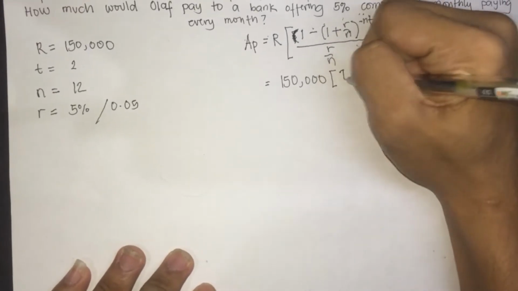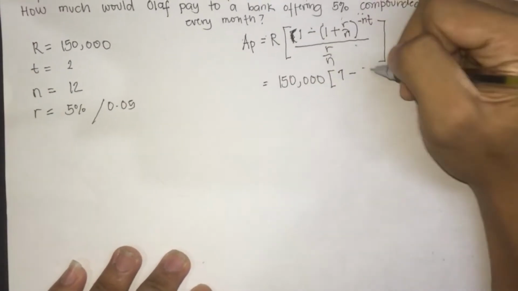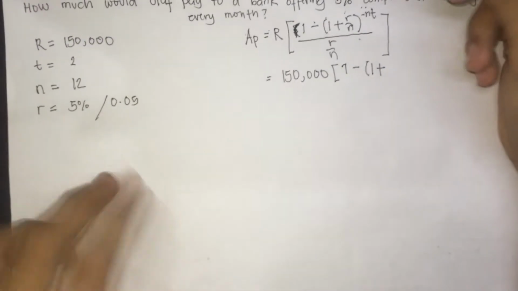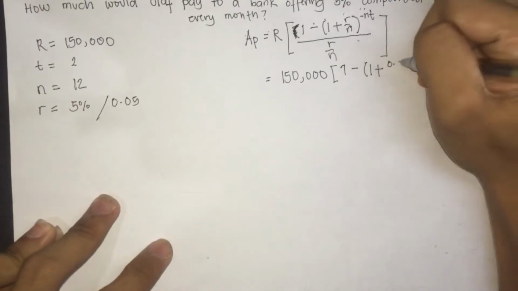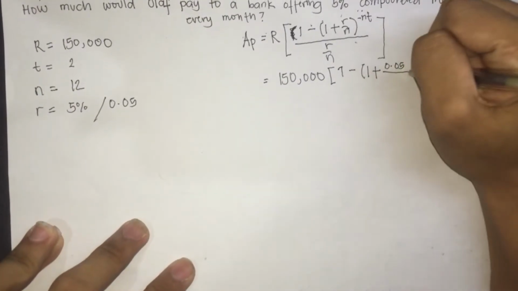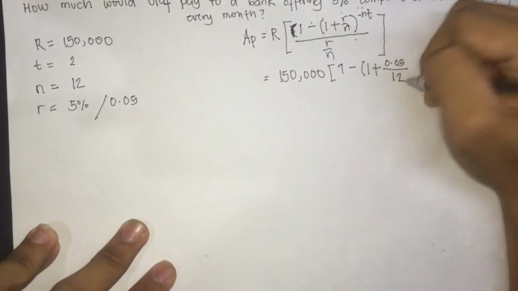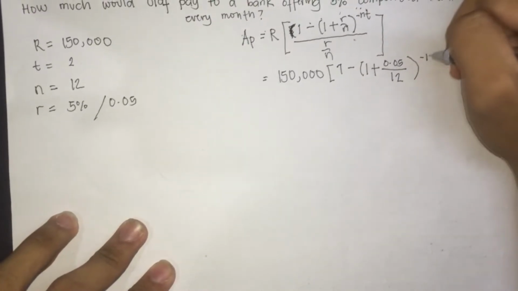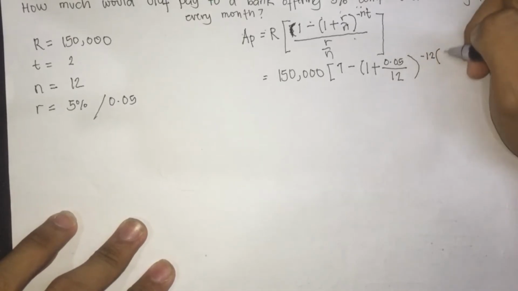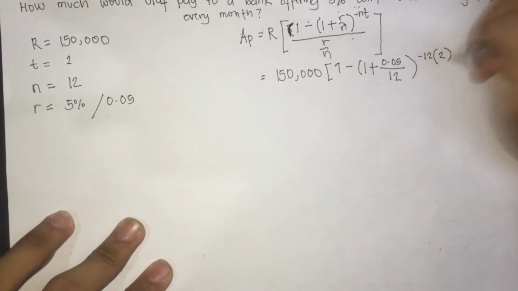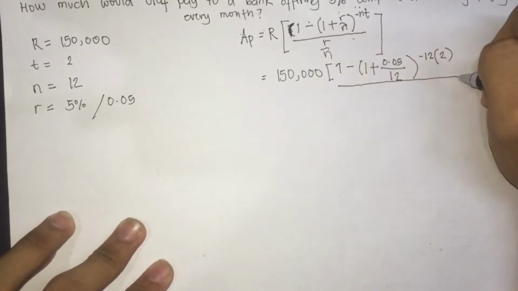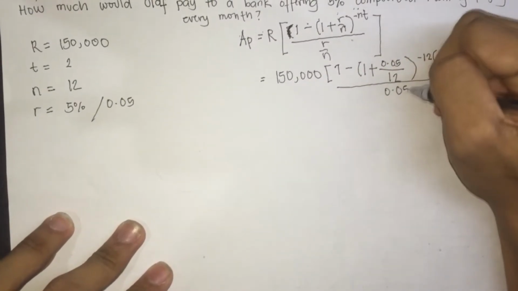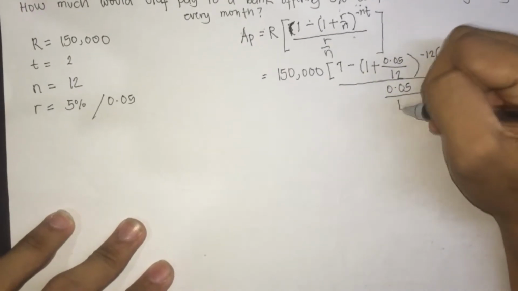a quantity of 1 minus 1 plus our small letter r, which is 0.05 over our n, which is 12, to the power of negative n, which is 12, times its time, which is 2, over r again, which is our 0.05 over 12.